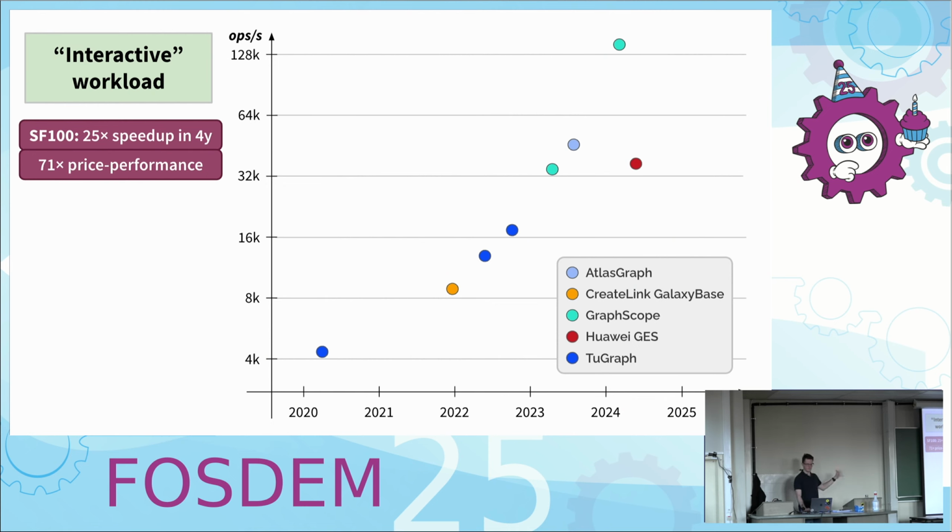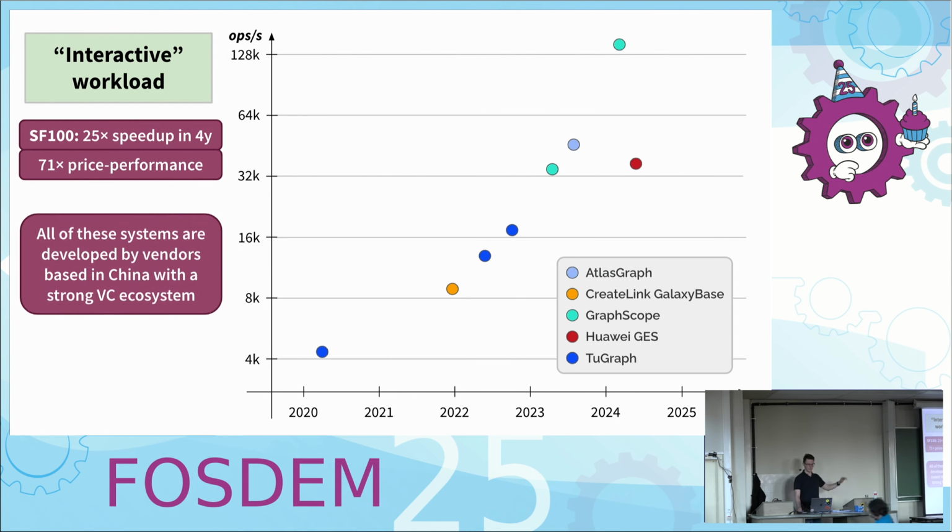But what's really interesting in this diagram is that all those systems that competed here and achieved better results are based in China. So apparently China has a really strong venture capital ecosystem, and they also do a lot of open source. 2 of these systems are open source. So I think this is something to think about 2 weeks after DeepSeek R1 came out.